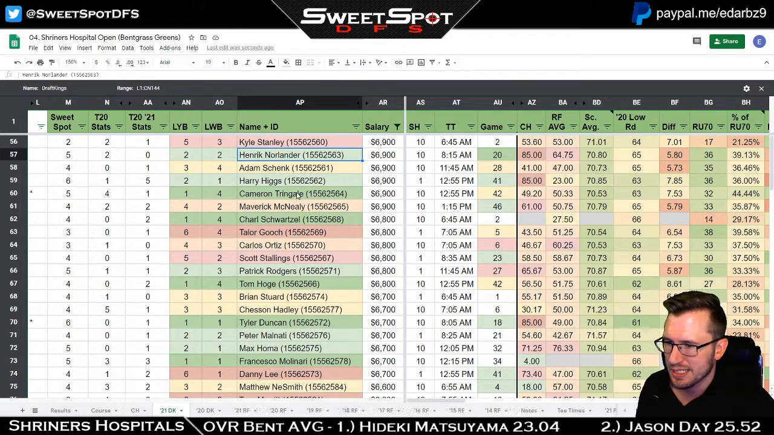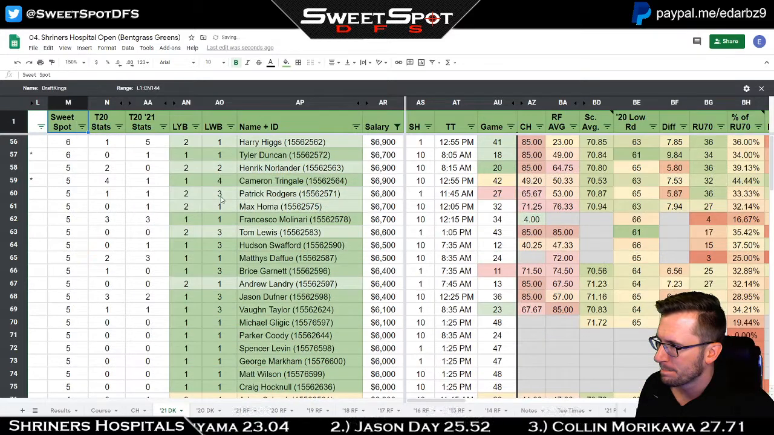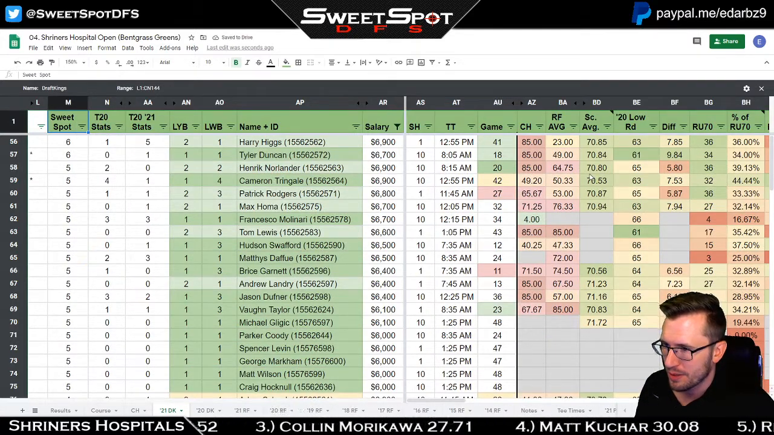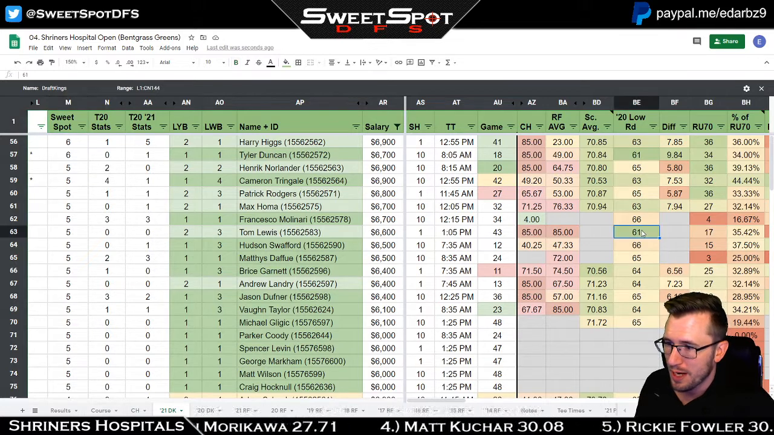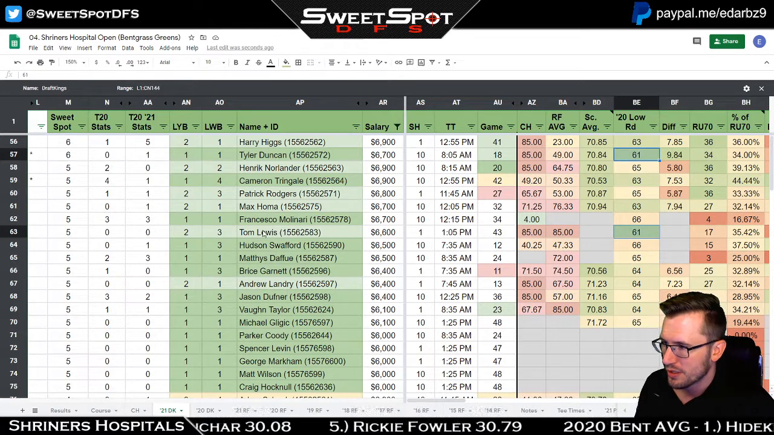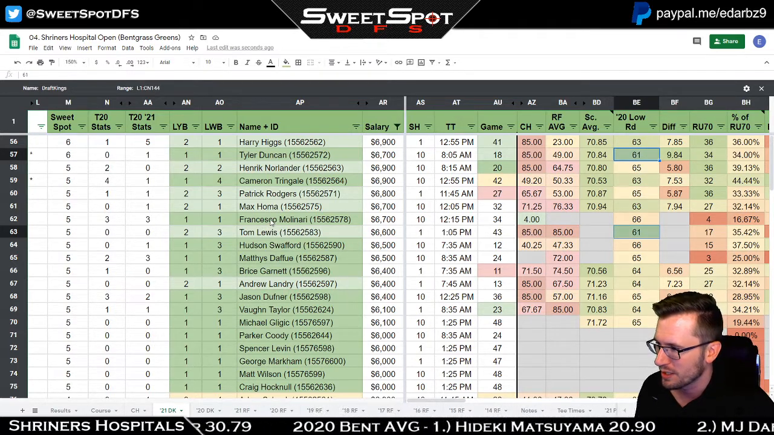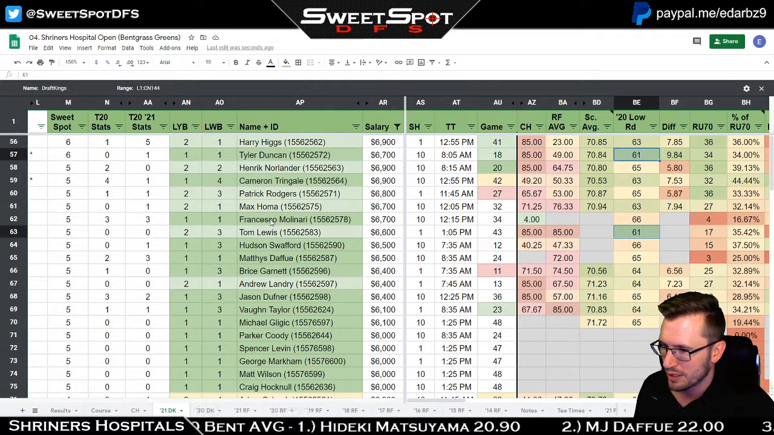I shouldn't even say at least 10 of. Higgs and Duncan are actually up at the top. I don't mind that. I'm really looking at what the low rounds are and the high differentials. So Tom Lewis actually falls in this, and I played a lot of him last week. I'm not going to play a lot of him this week.